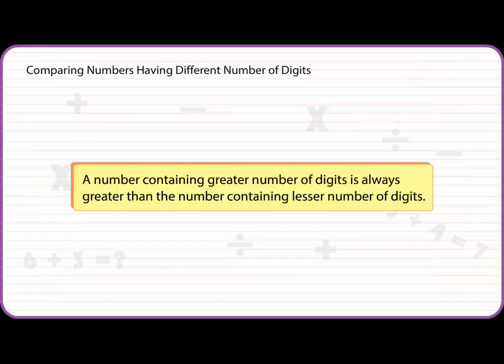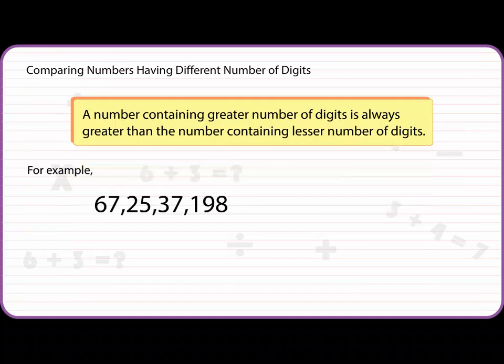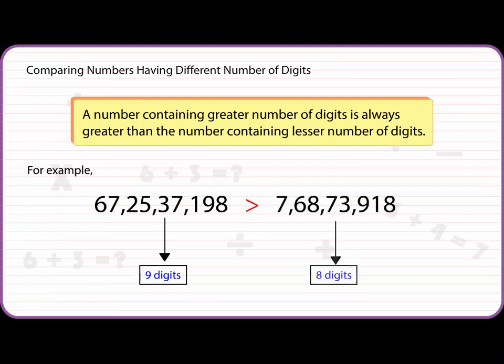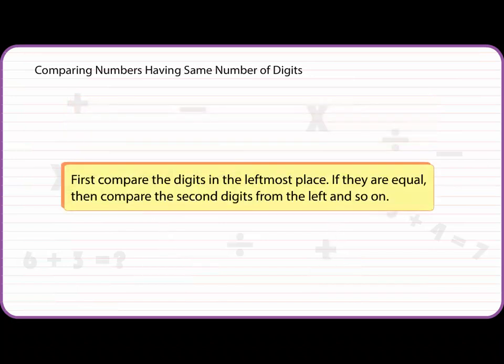A number containing greater number of digits is always greater than the number containing lesser number of digits. For example, 67 crore 25 lakh 37,198 is greater than 7 crore 68 lakh 73,918.